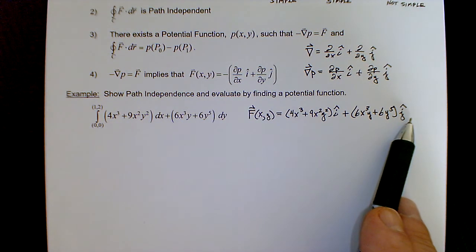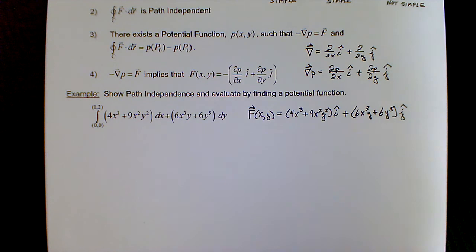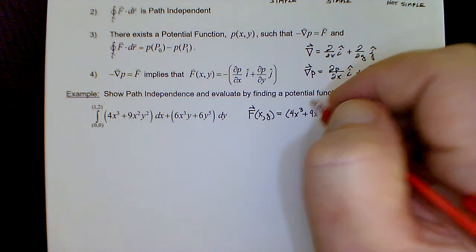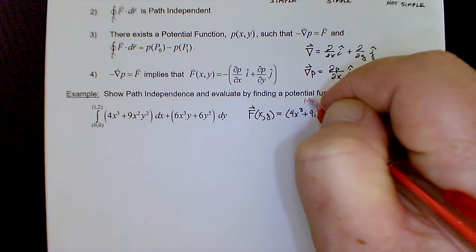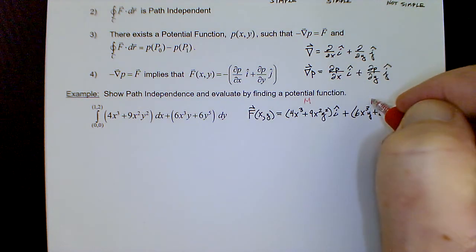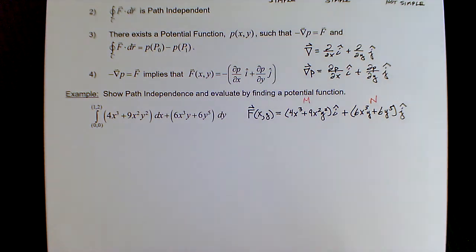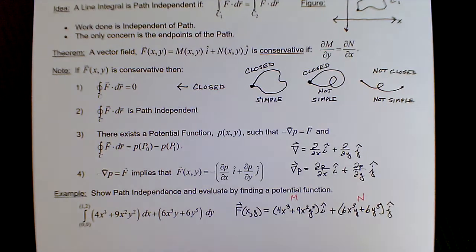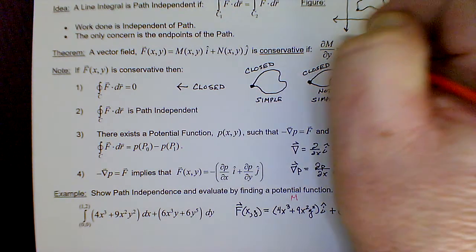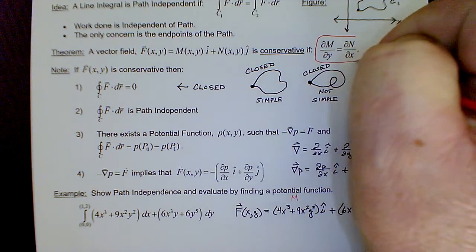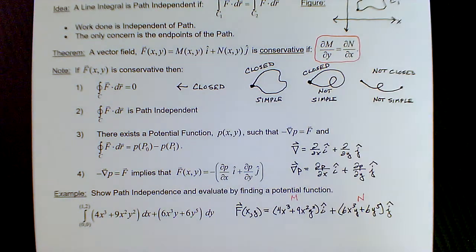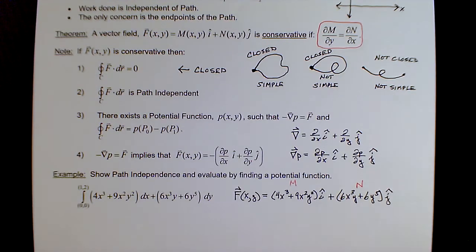And so, since the function in front of i represents M, and the function in front of j represents N, to show path independence, it has to be conservative. So therefore we have to take the partials and verify that that statement is true.